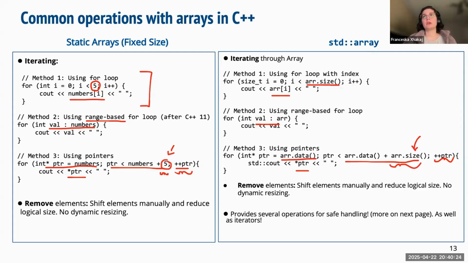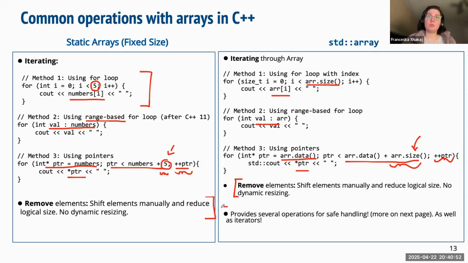In terms of removing with the standard arrays, you will also have to shift the elements manually and reduce the size. There's also no dynamic resizing here. This provides you, though, a little bit more safety because you can access the element more safely and you can access the size more safely. But for both of them, there's no functionality that automatically removes an element. When we work with dynamic arrays, we're going to see a little bit more of that.